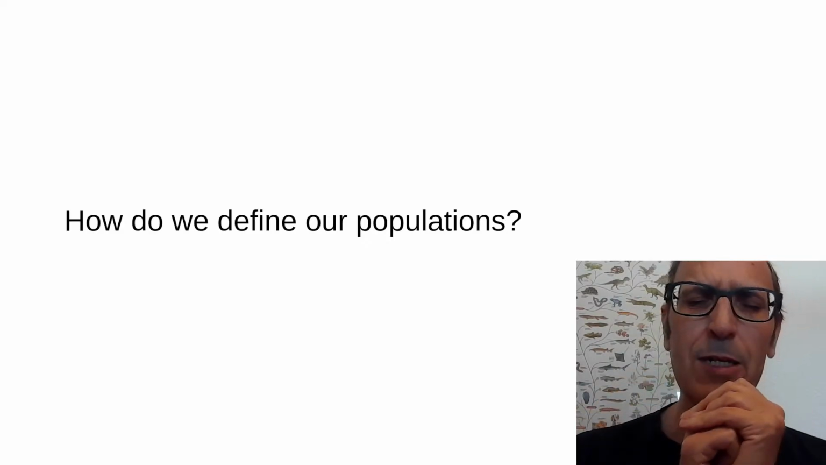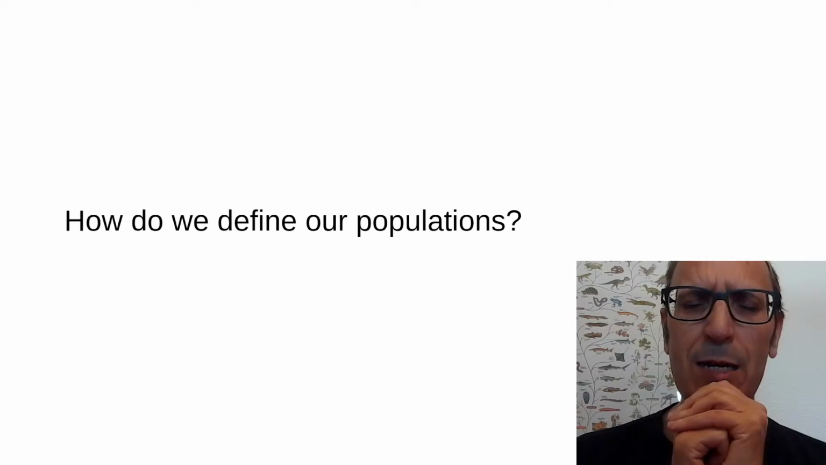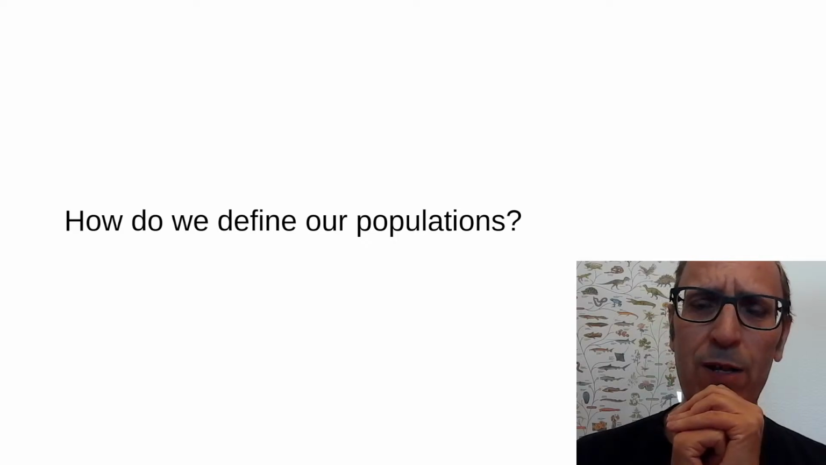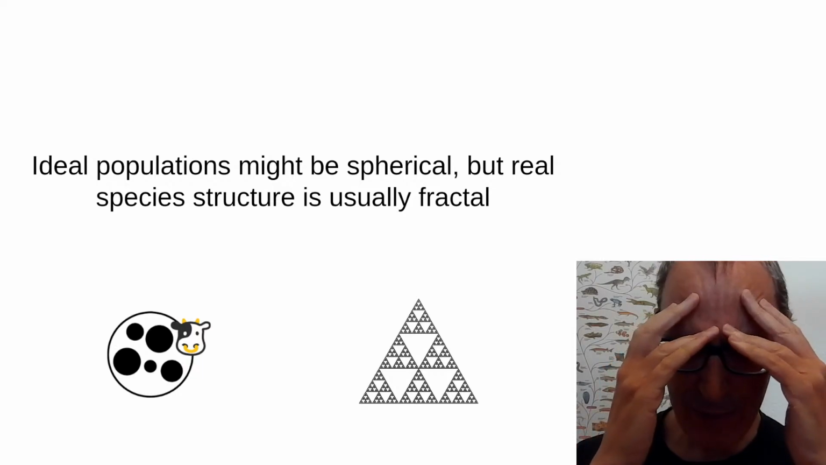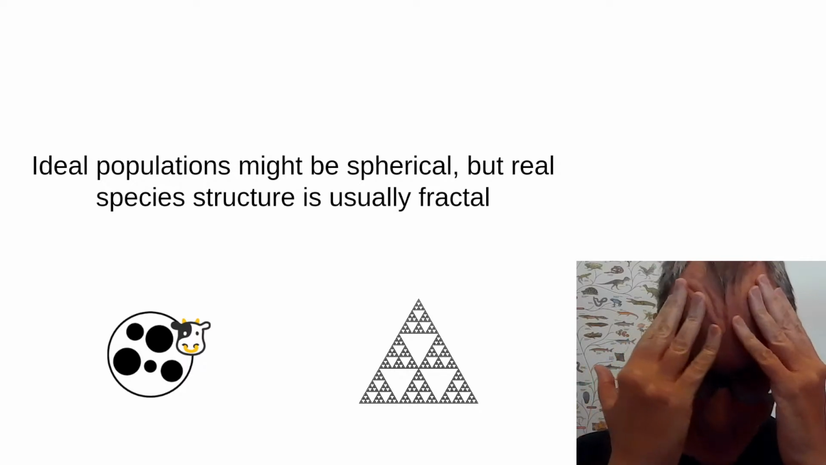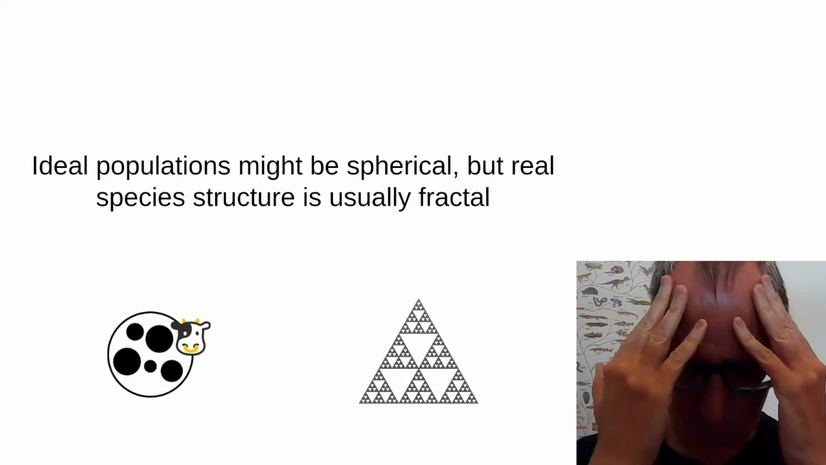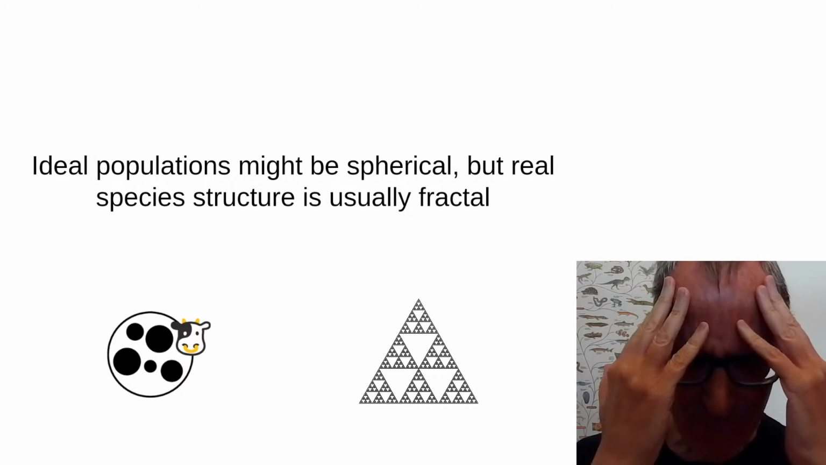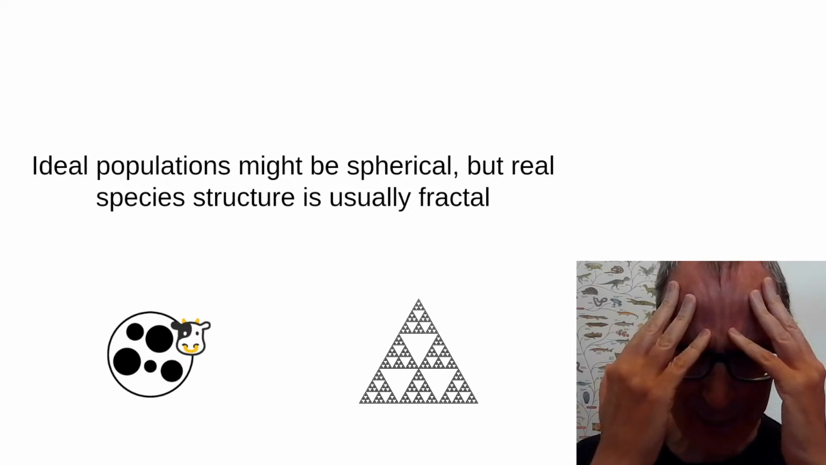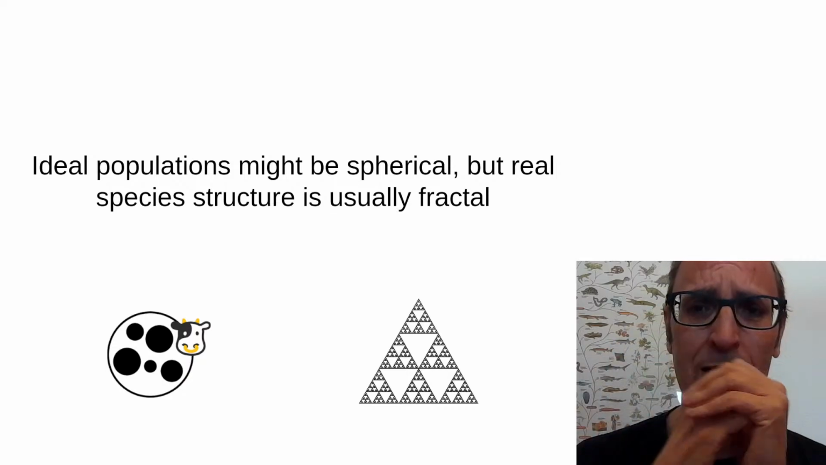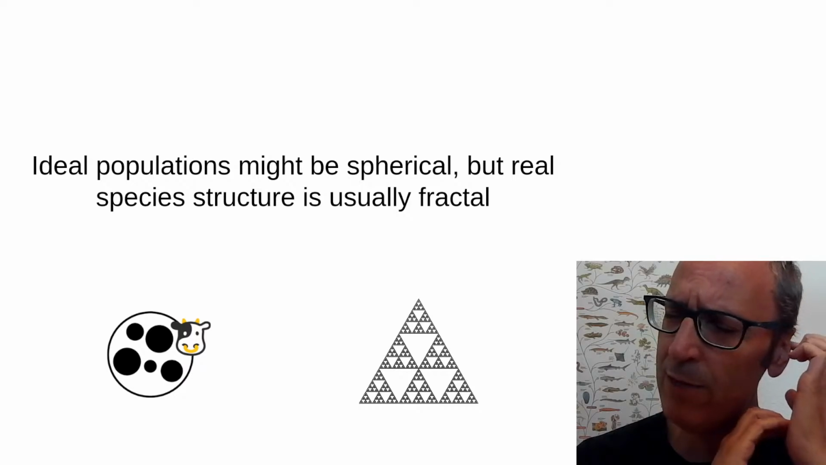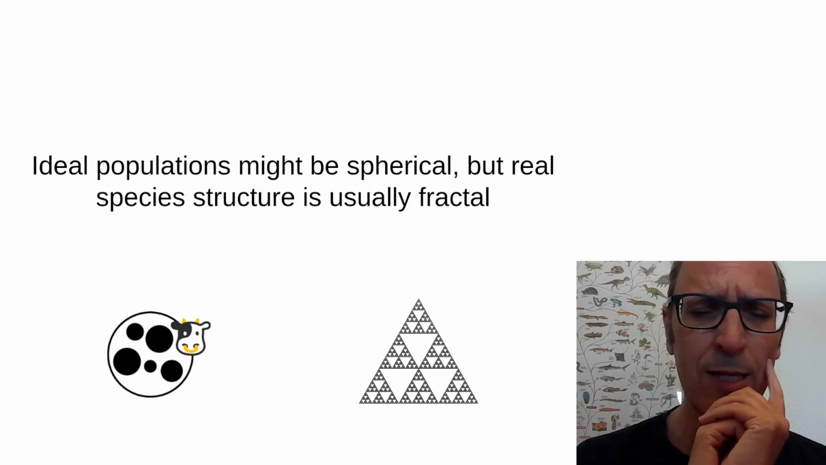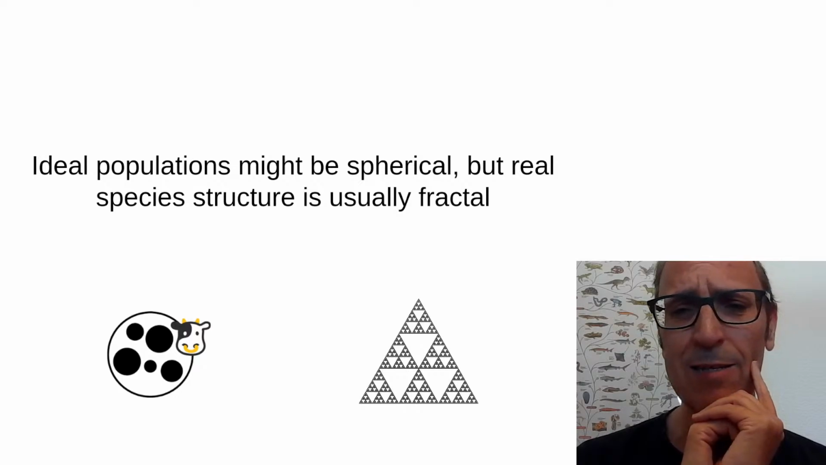Now, we have our real world data. How should we define our population? Well, the first thing that we have to think is that what we are going to find most of the time in a species is that the genetic structure is not similar to a spherical cow, to an ideal population as proposed by the theoretical population geneticist, but it will more likely be something similar to a fractal.